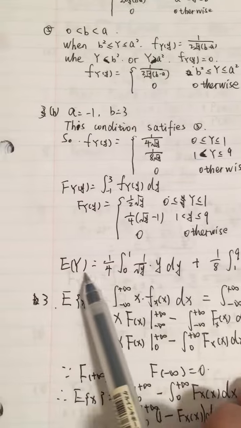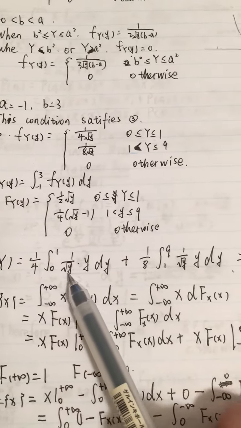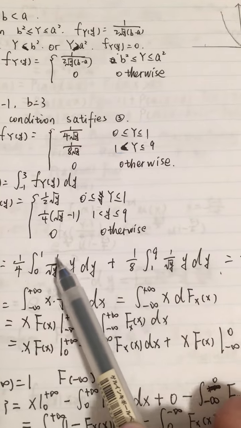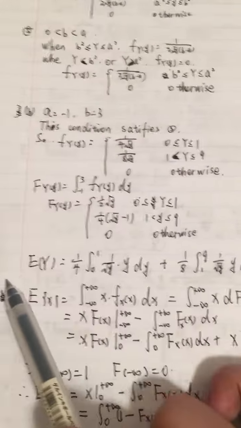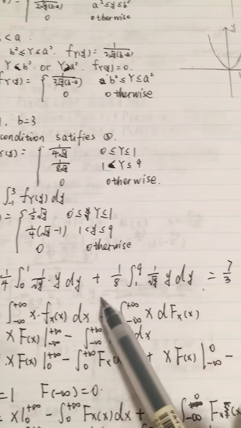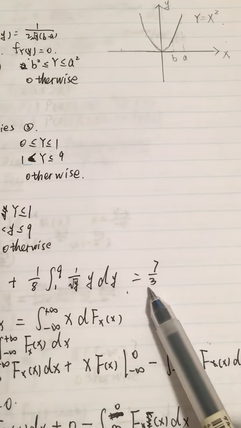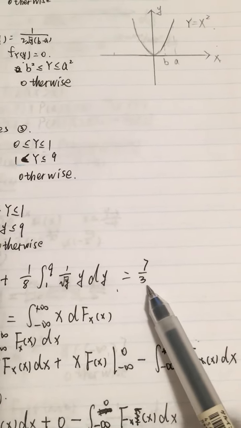And E of y equals 1 over 4 times this formula, and when we calculate we can get this answer, 7 over 3.